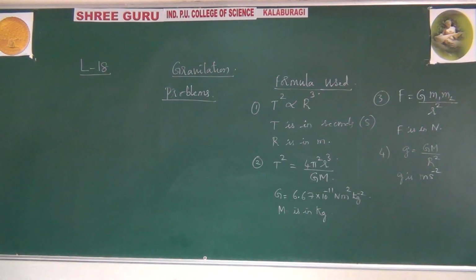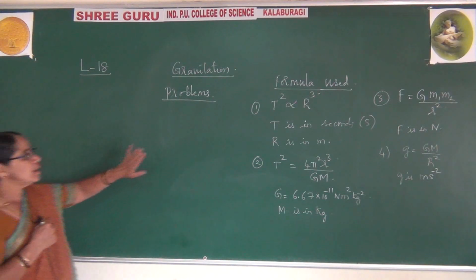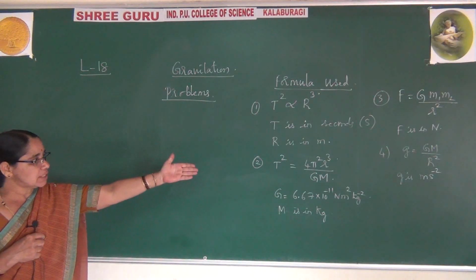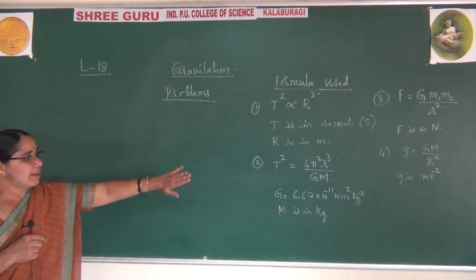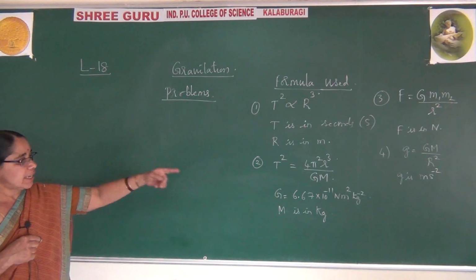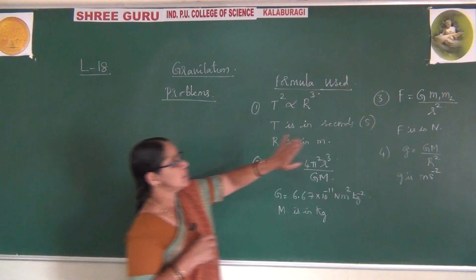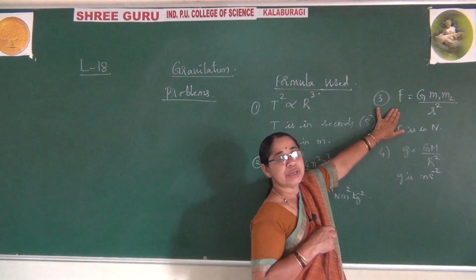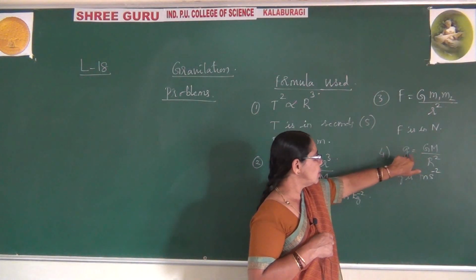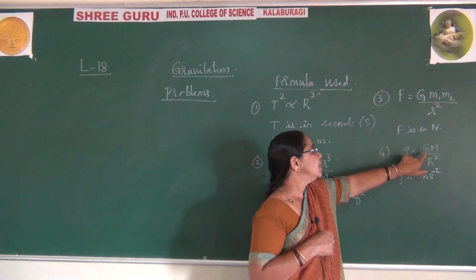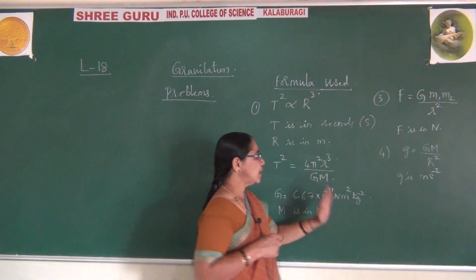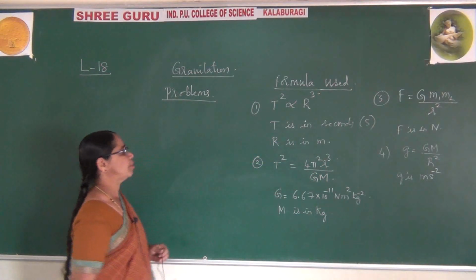Now, the first formula is from Kepler's laws of planetary motion, from which you get the time period using G as well as M. Then we have the formula for force using Newton's law of gravitation, where two masses are given. This is the relation for acceleration due to gravity and the gravitational constant. So let us solve some problems using these formulas today.